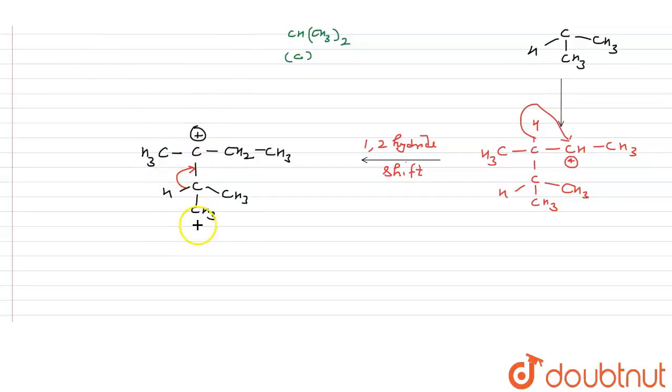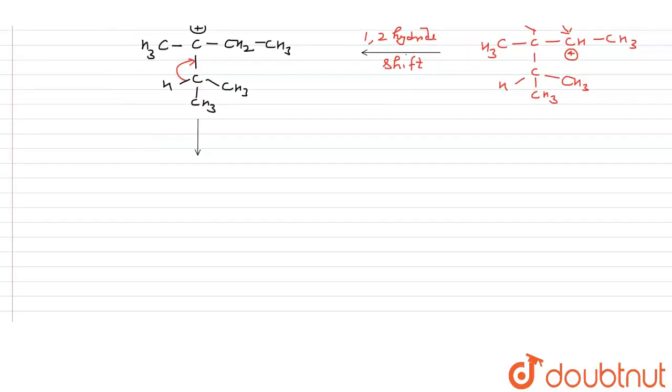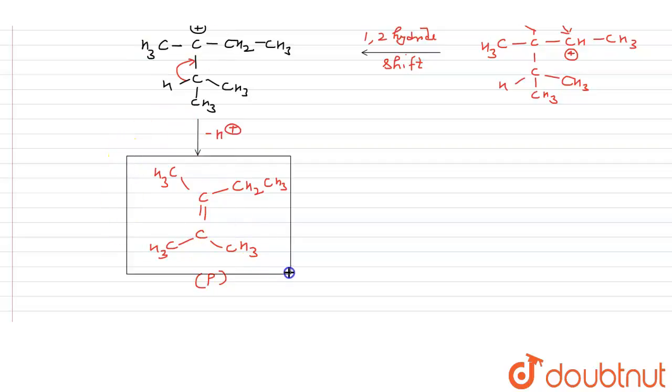So in this particular reaction, the product will look like this. Here this is carbon, and this is our CH2, CH3, and this is our methyl group here, and this becomes a double bond here, with loss of an H plus ion. These are 2-methyl groups. Now you can see this is our final product P.